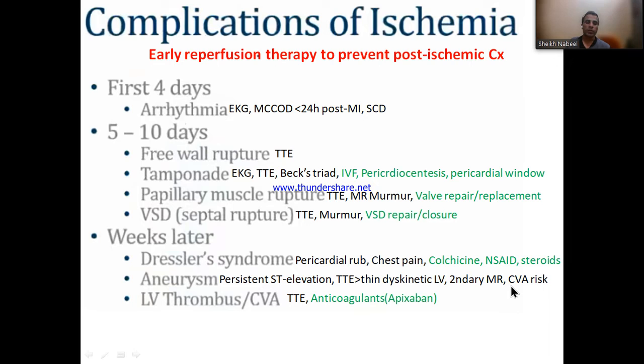So cerebrovascular accident is a risk in case of left ventricular aneurysm. And obviously this aneurysm can result in left ventricular thromboembolism. Okay, so you are going to give anticoagulants, especially apixaban, in this condition. Okay, and in order to prevent these complications from happening, you have to perform early reperfusion therapy.